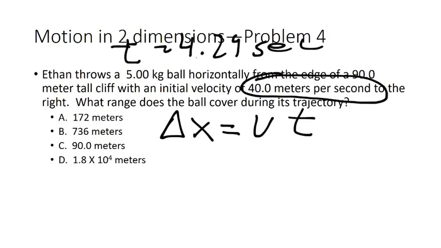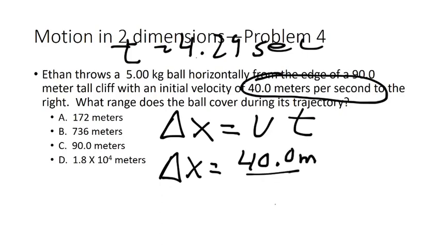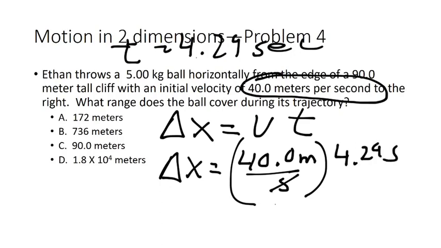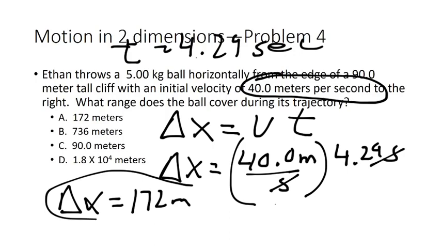to solve for displacement. So our range, delta x in this case, is going to be equal to the horizontal velocity, 40 meters per second, times the time in the air, which was 4.29 seconds. Solve for delta x, and we end up with a range or horizontal displacement of about 172 meters in this case. So we're looking at answer A as the correct answer.